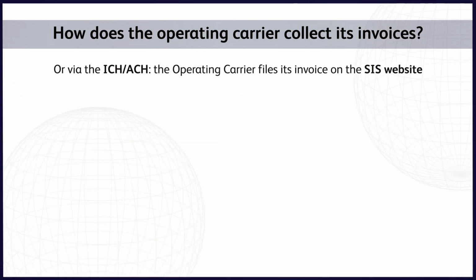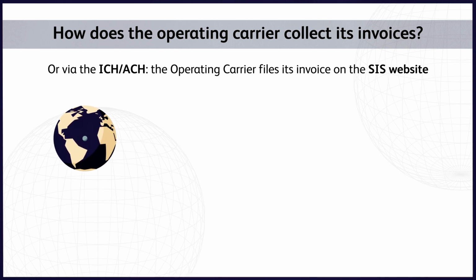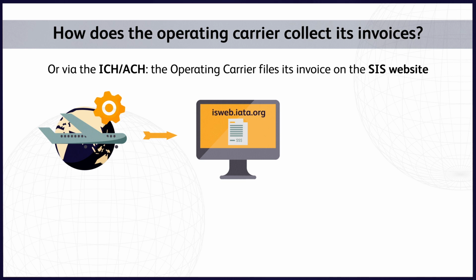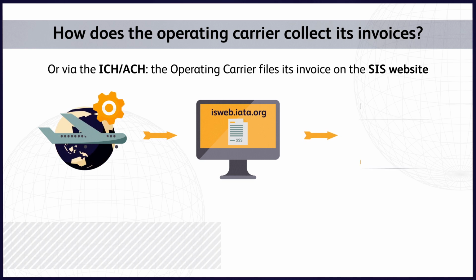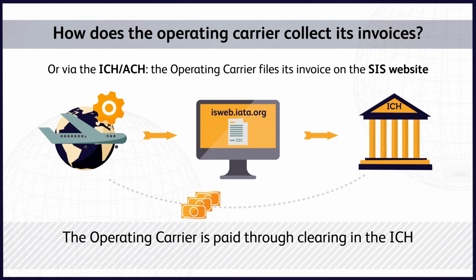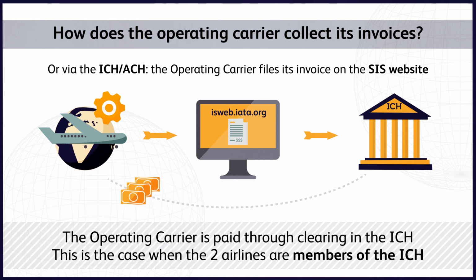Or via the ICH/ACH. The operating carrier files its invoice on the SIS website. The operating carrier is paid through clearing in the ICH. This is the case when the two airlines are members of the ICH.